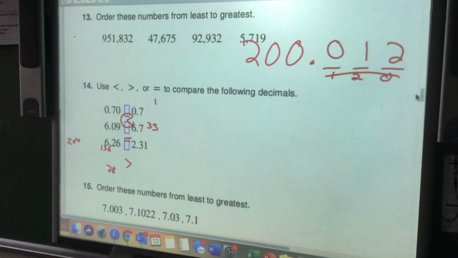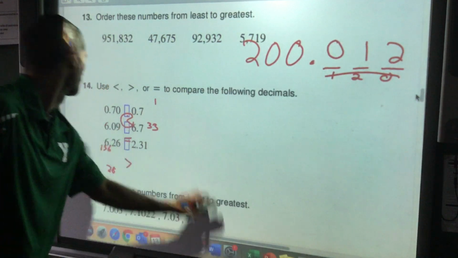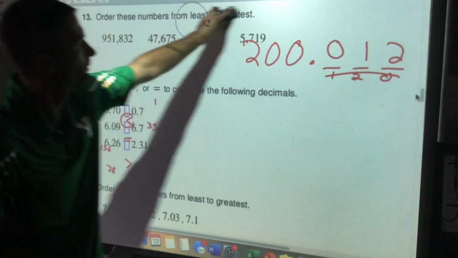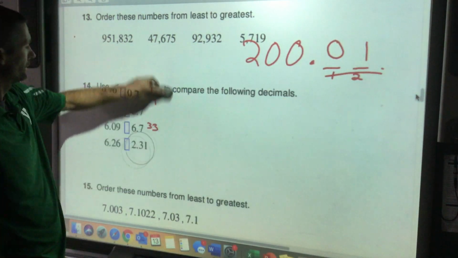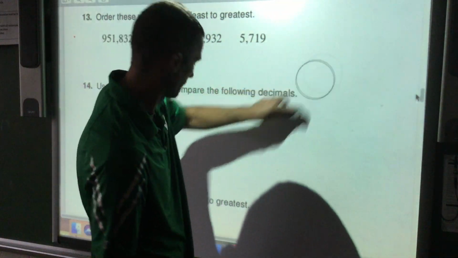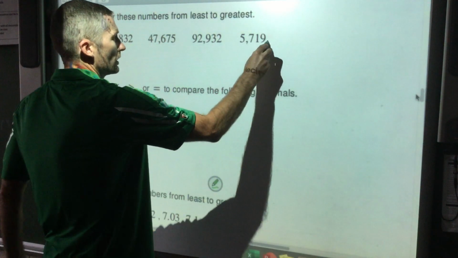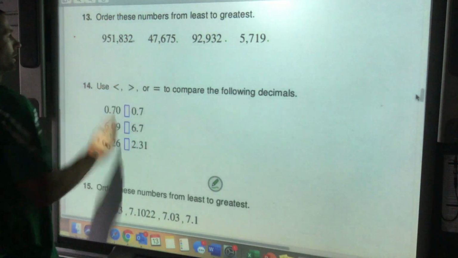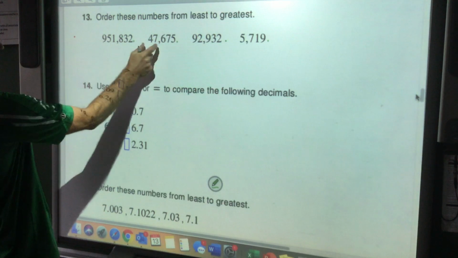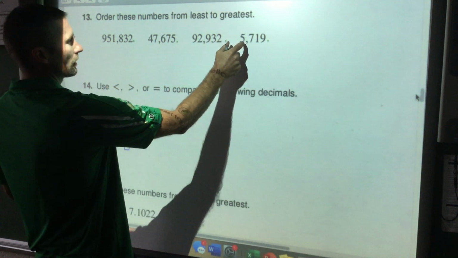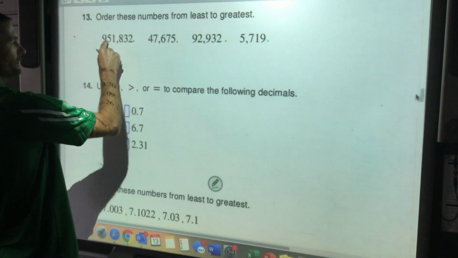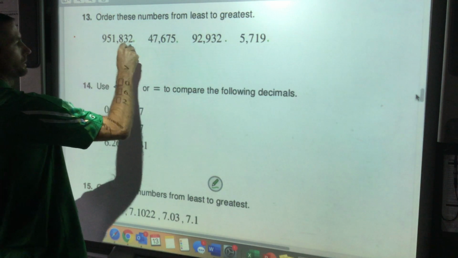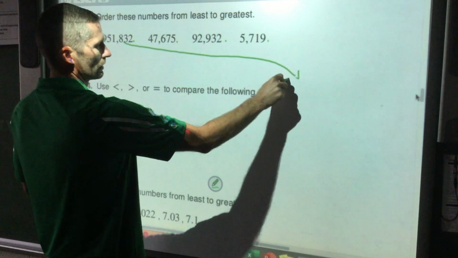Okay. Next, we're going to order numbers from least to greatest. Okay, so it would make sense to line up the decimals. Or I'm sorry, we don't have any decimals in this one. Well, we do. The decimals follow the ones digit, we just don't see them right now. So there are decimals there. But we see all of them go to the thousands period. So let's just compare the thousands period. 5,000, 92,000, 47,000, 951,000.